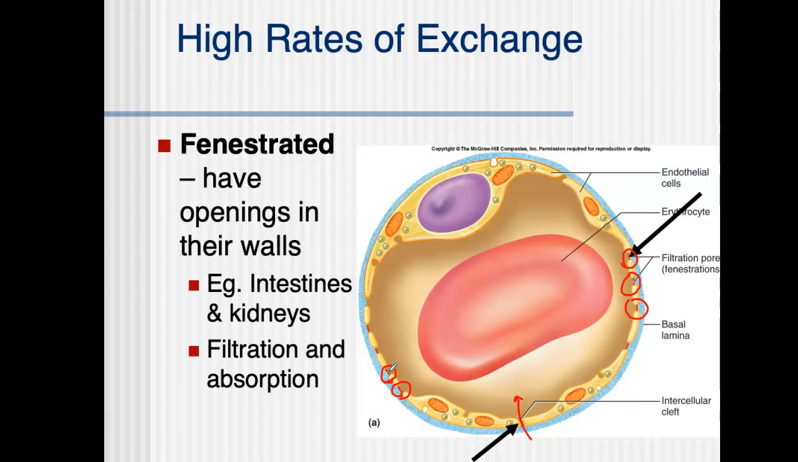Where do you want those? Where is there a lot of filtration? There's a lot of filtration in the intestines. There's a lot of filtration in the kidneys, right? It's filtering all your blood, 160 liters of it every day. So you're going to want these to be a little leakier, and it's going to allow for that filtration and absorption. So think of fenestrated as having fenestrations and being found in the intestines and in the kidney.